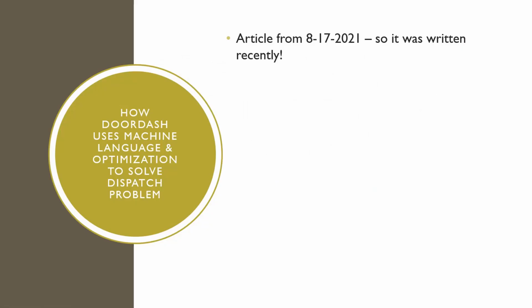Okay, so the article is titled how DoorDash uses machine learning and optimization to solve a dispatch problem. It's a long, convoluted, techie-sounding title, but the article is written in pretty much plain English. You can understand it pretty easily. It was written today actually, 8/17/2021. I don't know when I'm going to publish this, but anyways, it was written recently.